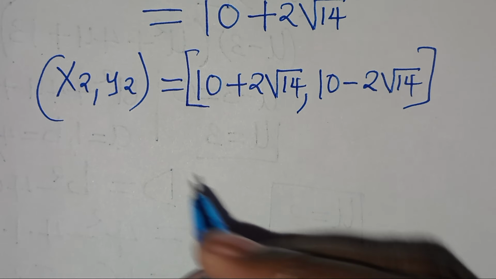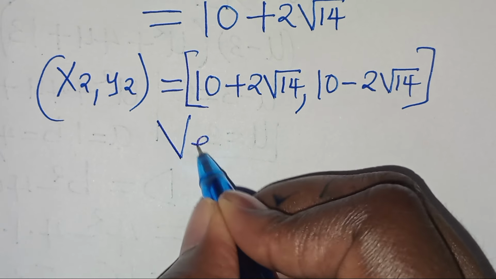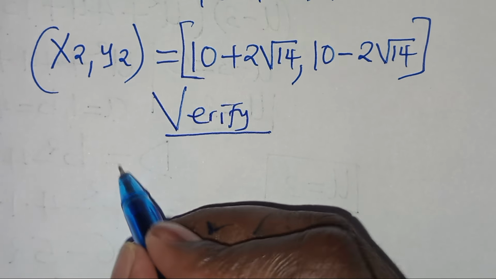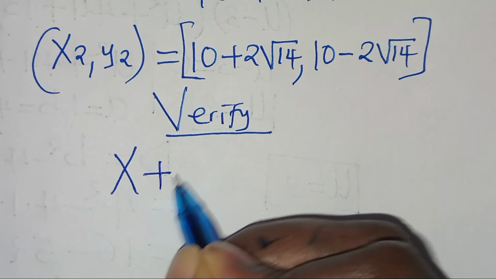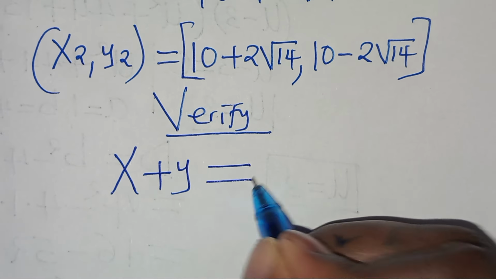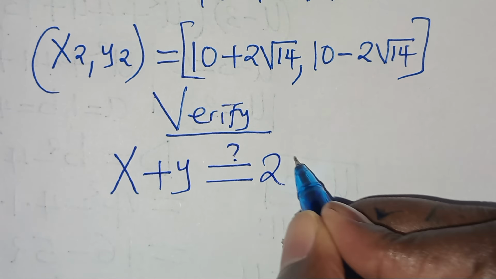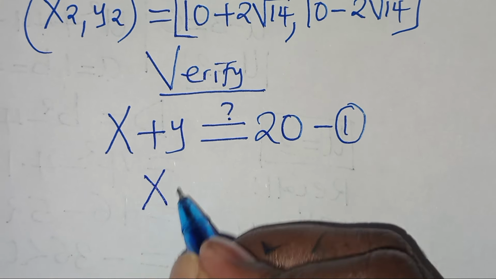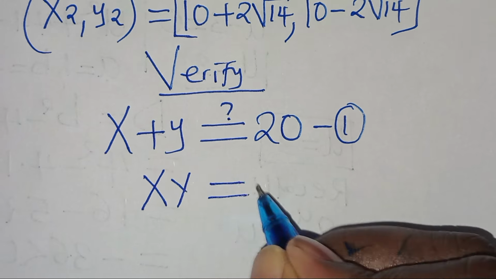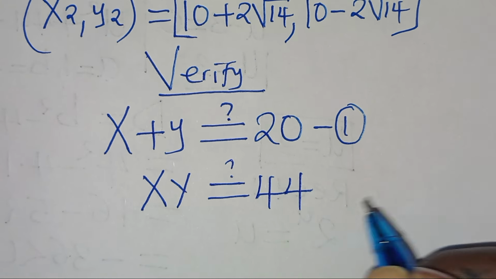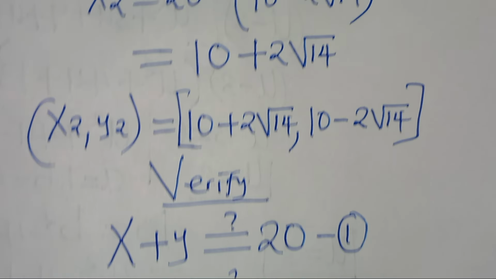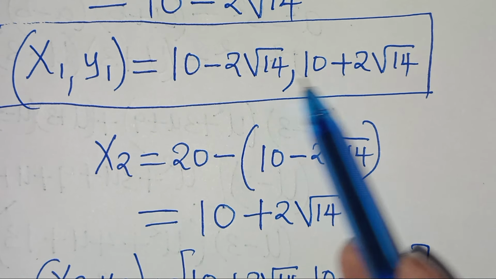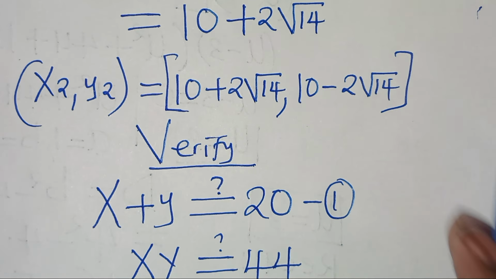And lastly, let's verify that these two sets of solution here satisfy the equation. Now we have that equation 1 is x plus y. This is supposed to give us a value of 20. This is equation 1. And equation 2, x multiplied by y, this should give us a value of 44. So let's start with x1, y1. Let's verify this using equation 1.